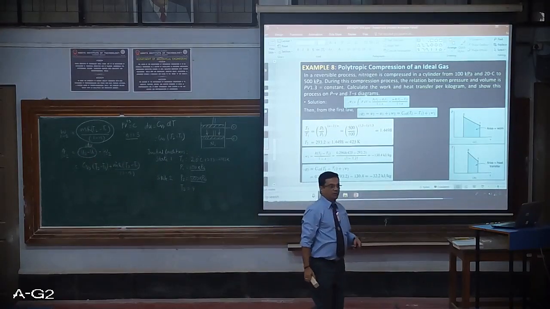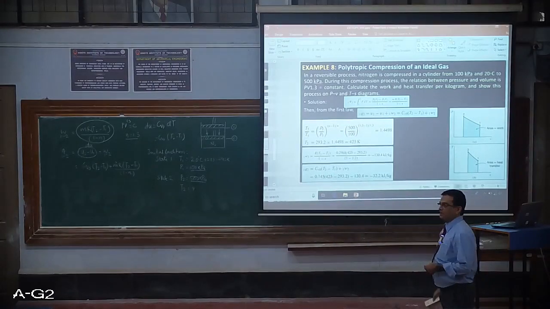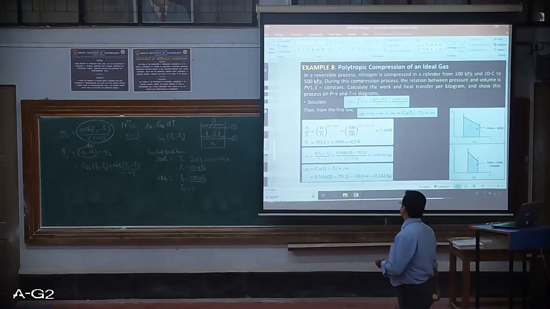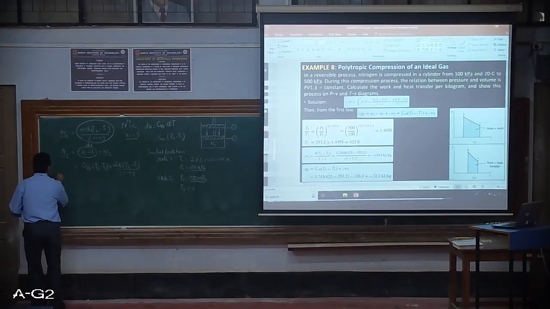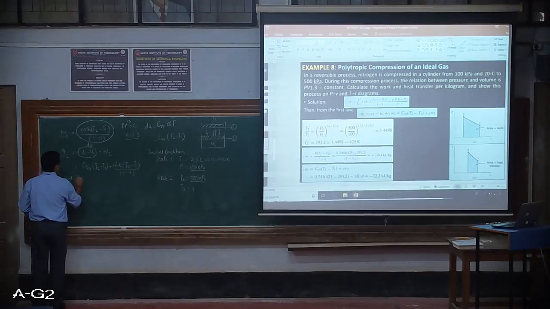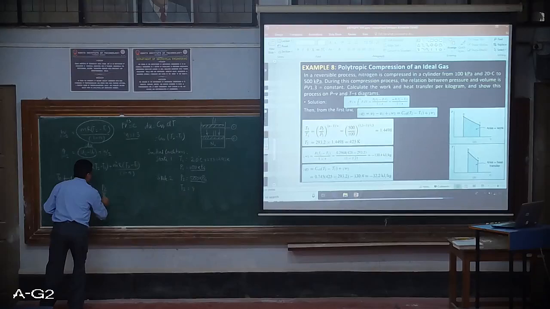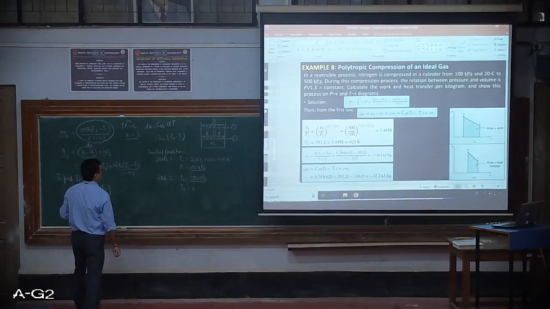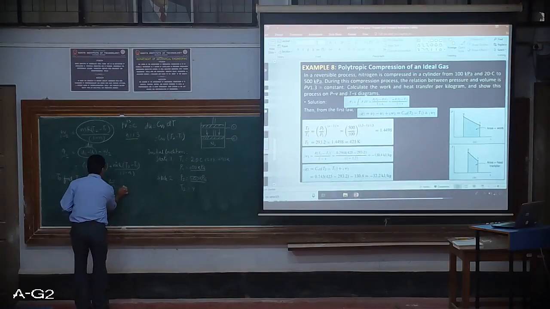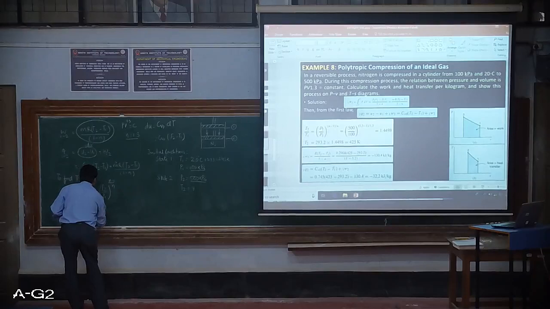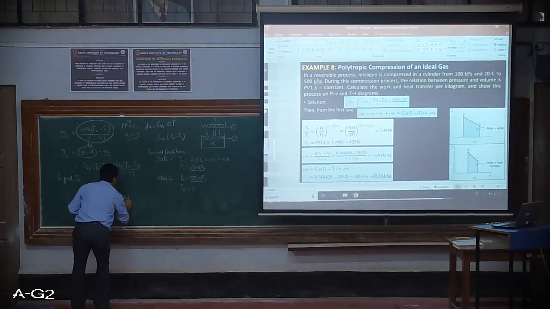Now just now we have developed some equations where with the help of two given pressures we can find one temperature if one temperature is given. So let's take out this expression. To find T2, T2 by T1 is equal to P2 by P1 to the power n minus 1 by n. Fine. Therefore, T2 is T1 times P2 by P1 to the power n minus 1 by n.